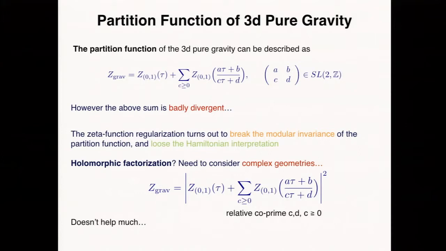Well, before we think about factorization, if you look at this sum, it turns out to be very badly divergent, and one needs some regularization. But zeta function regularization breaks modular invariance and also loses the Hamiltonian interpretation from the boundary theory. And also, if one assumes holomorphic factorization, then one needs to think about complex geometries, which means that the geometry itself is complex. It turns out one cannot make much sense out of this.